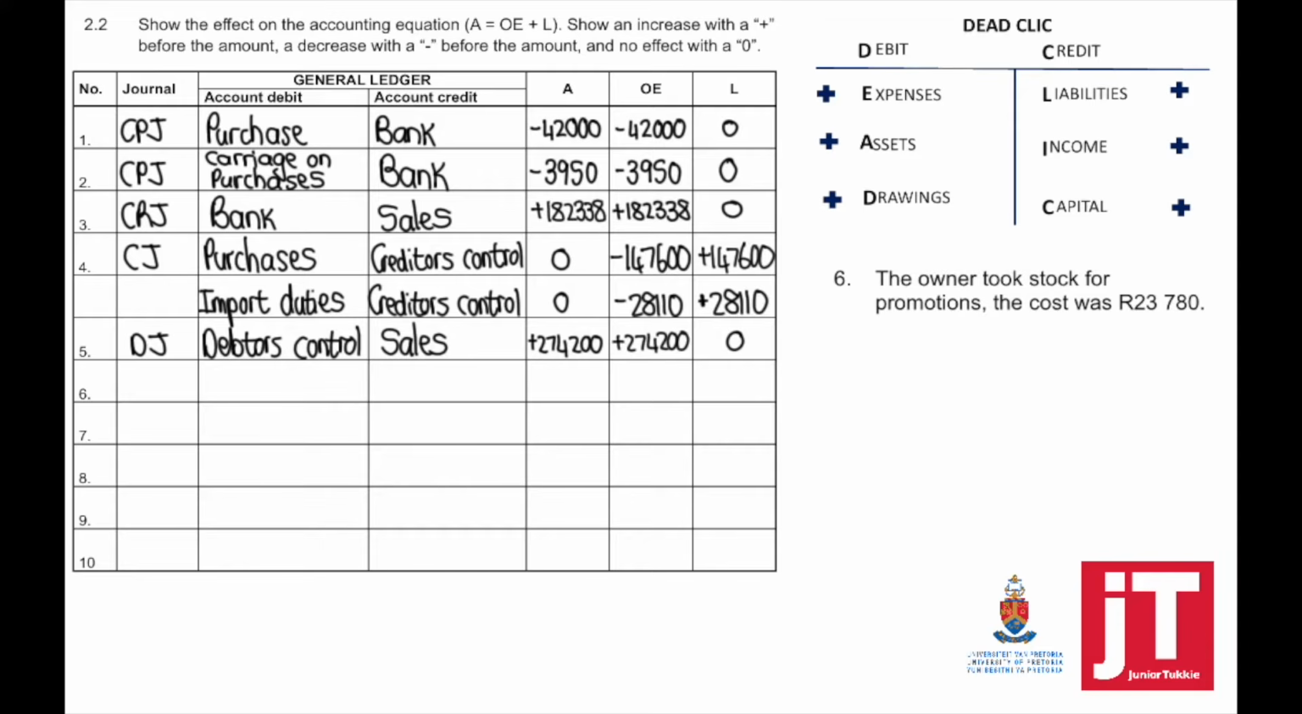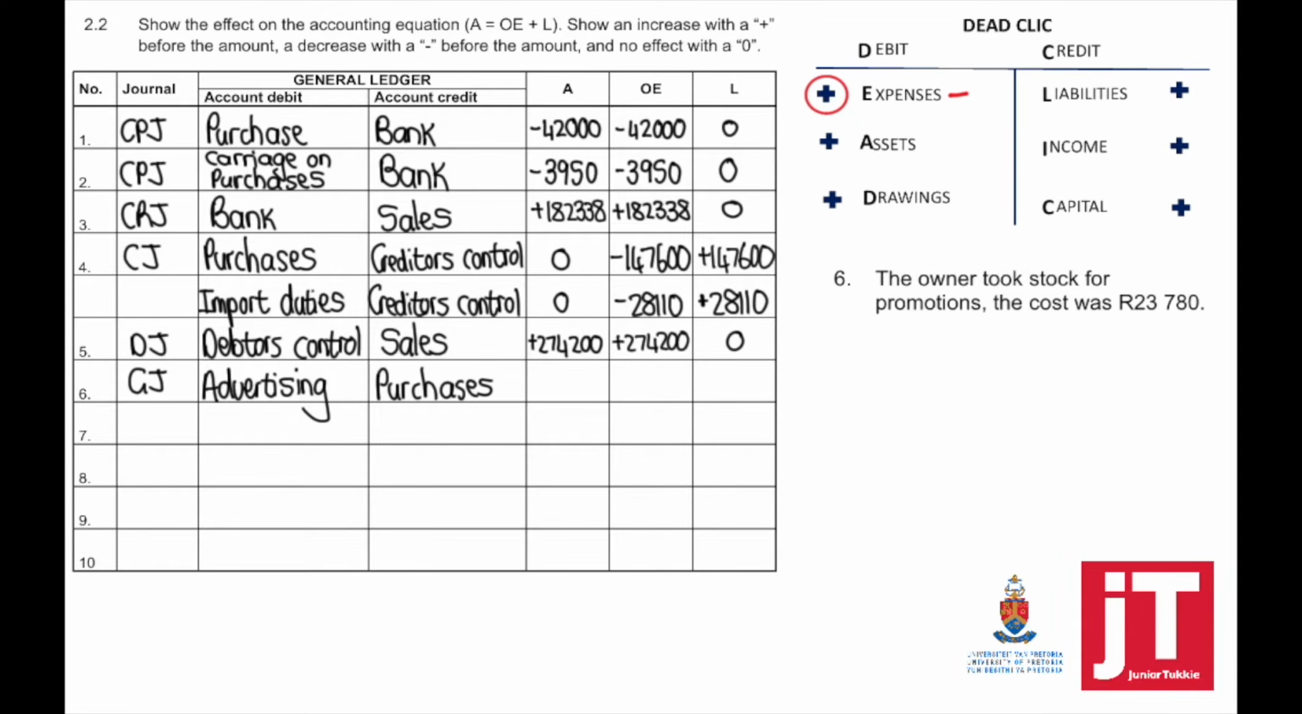Number 6, the owner took stock for promotions. The cost was 23,780. So he took stock from the business, but it's not for personal use. It was for promotions, which means that we need to open up advertisement and the purchase account. This will be recorded in the general journal. Advertising will be debited and my purchase account will be credited.